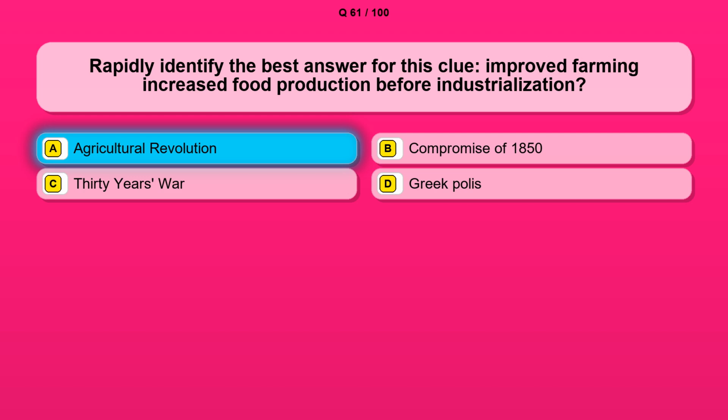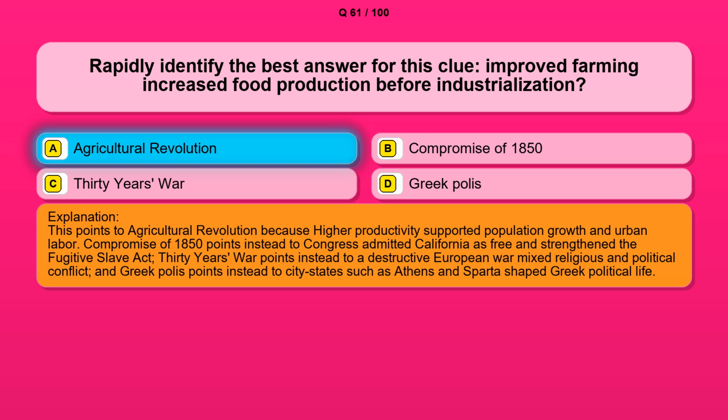The correct answer is option A, agricultural revolution. This points to agricultural revolution because higher productivity supported population growth and urban labor. Compromise of 1850 points instead to Congress admitting California as free and strengthening the Fugitive Slave Act. 30 Years' War points instead to a destructive European war that mixed religious and political conflict, and Greek polis points instead to city-states such as Athens and Sparta that shaped Greek political life.